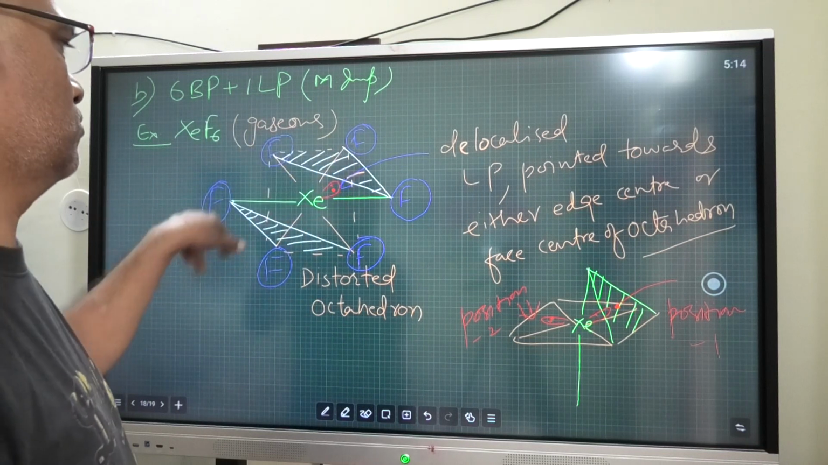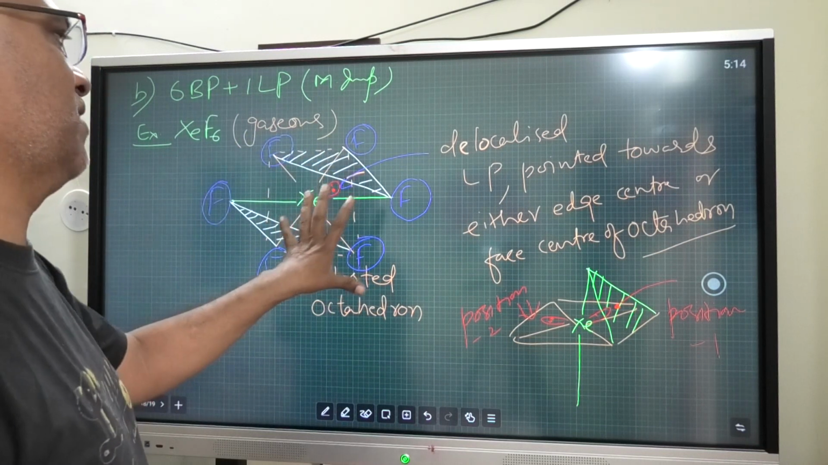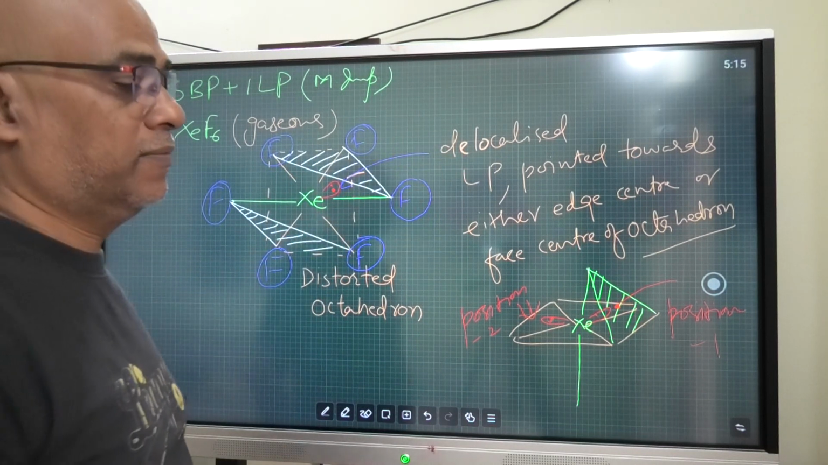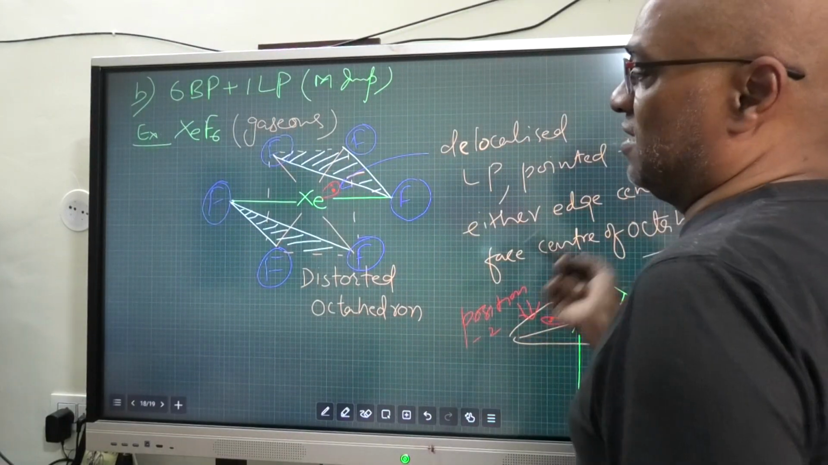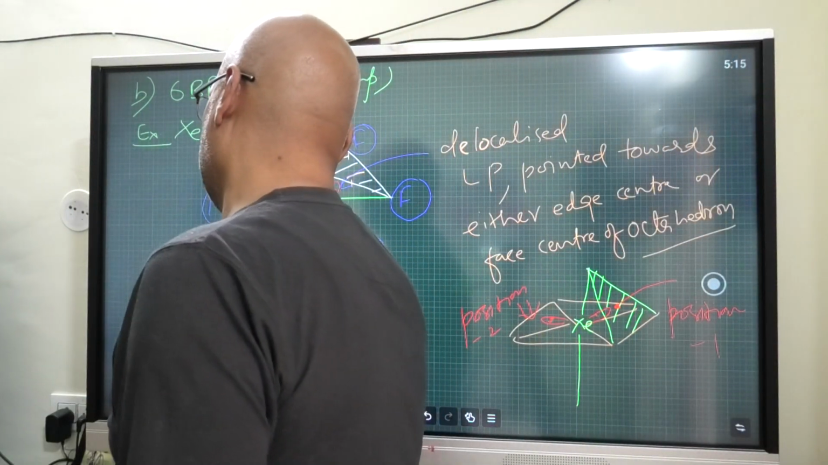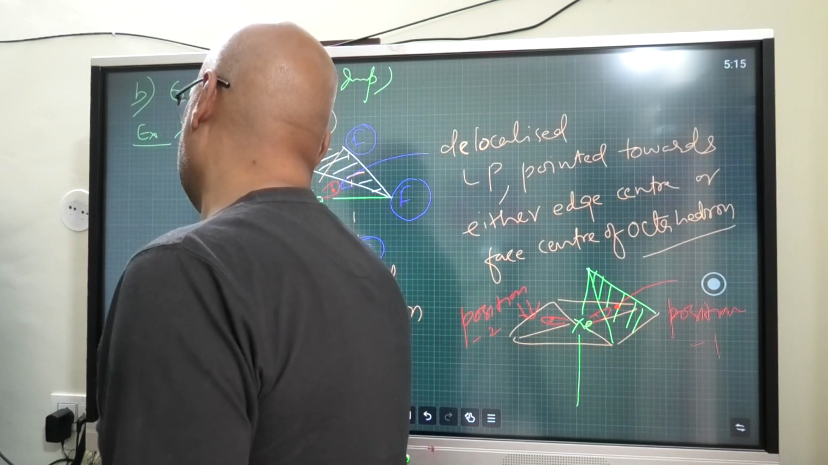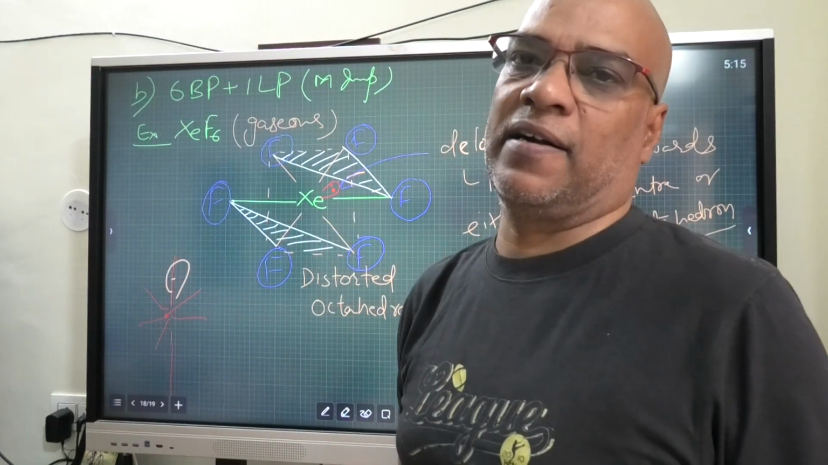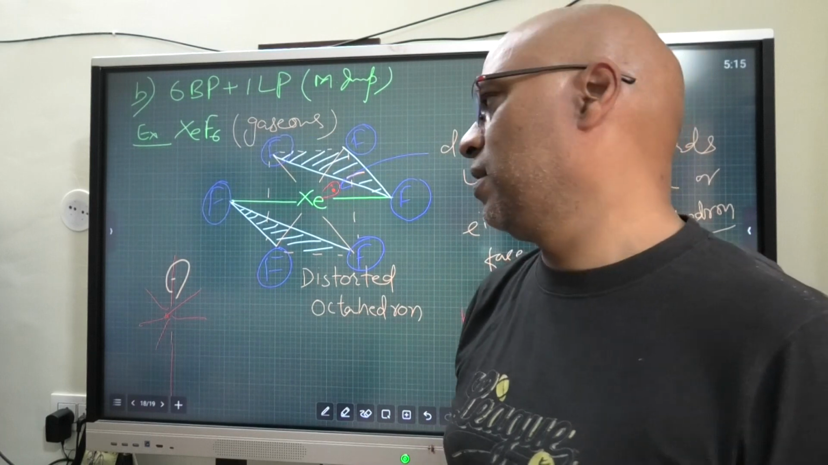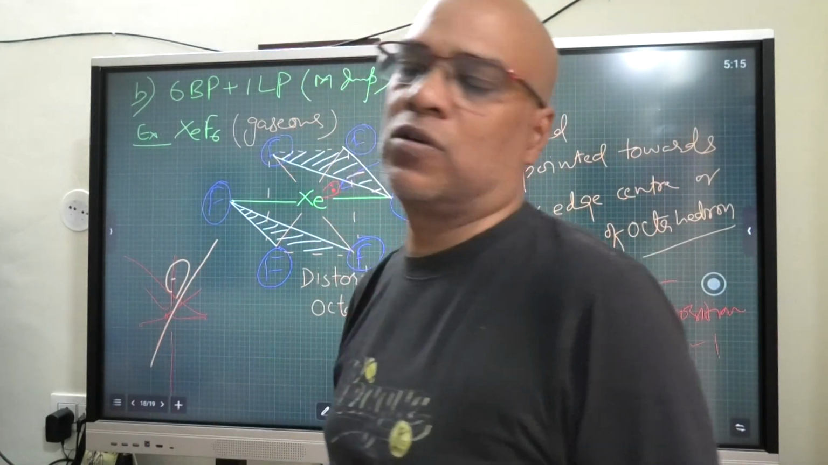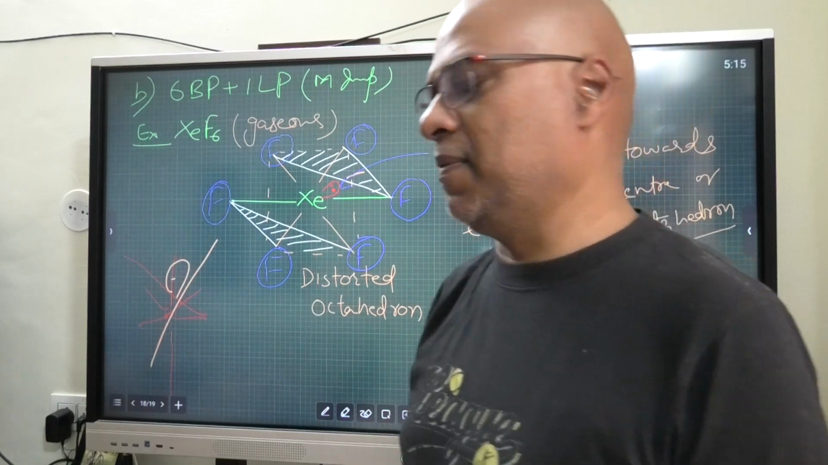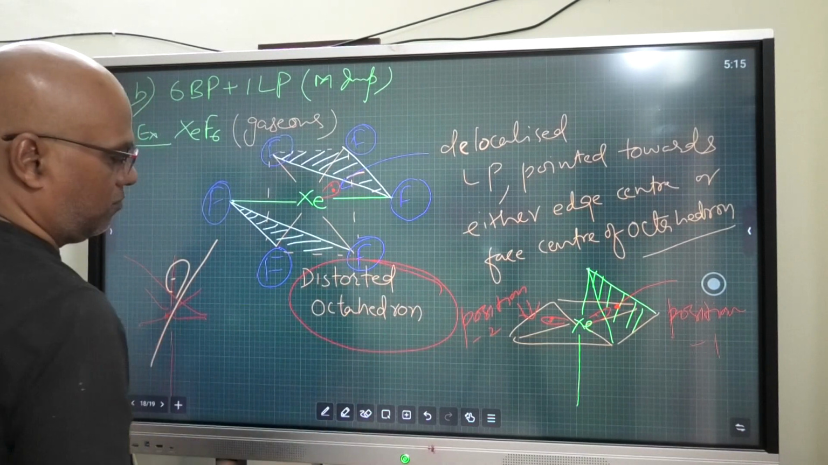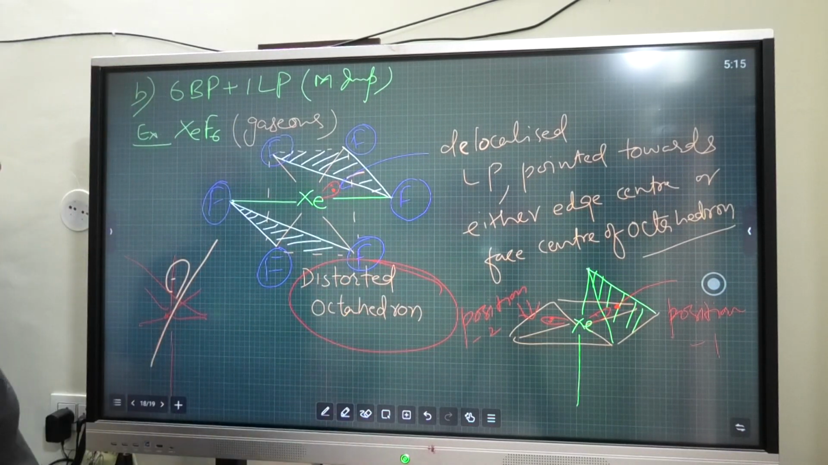All 6 fluorines are in octahedral fashion, and there is a lone pair which is not localized, which is delocalized. Mind it, you cannot say, sir, I will use VSEPR and I will do like this: there is a regular pentagon, and I will put the lone pair here. Then it will be pentagonal pyramidal. No, it is the wrong structure. It is not proven experimentally. Experimentally, it is proven that it is a distorted octahedron. Got it, everybody?